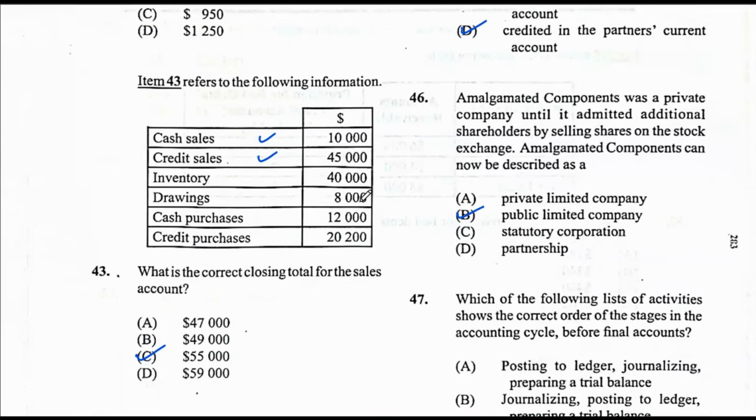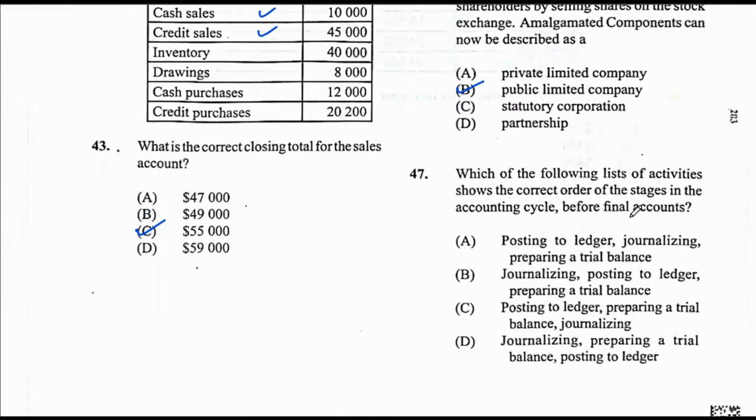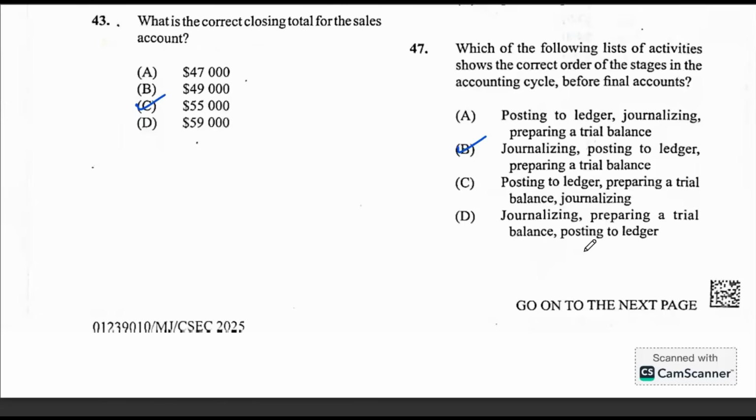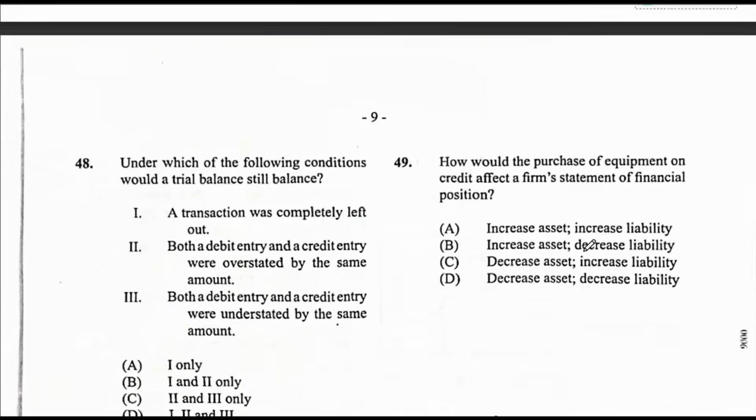Which of the following list of activities shows the correct order of the stages in the accounting cycle before final accounts? Easy question for you guys. Answer B. Journals, ledgers, then trial balance thereafter. Good. Question 48 coming up now.